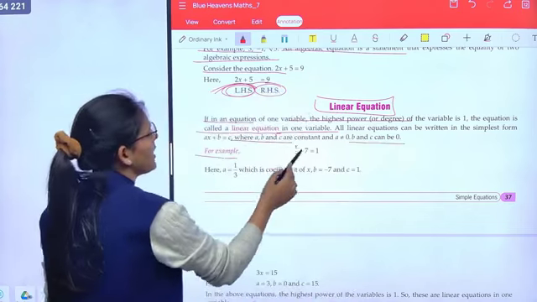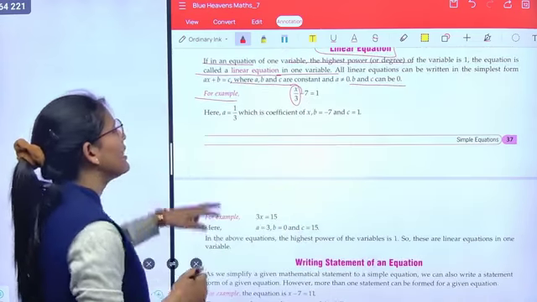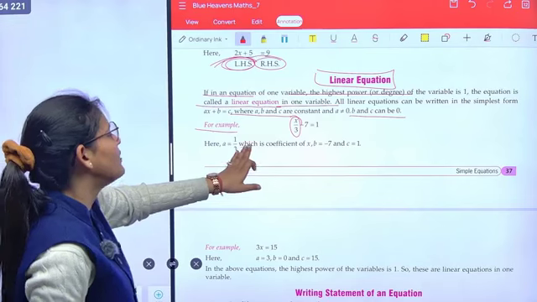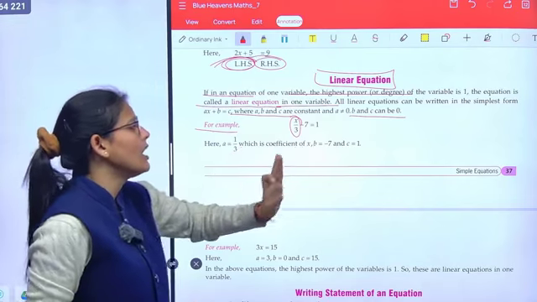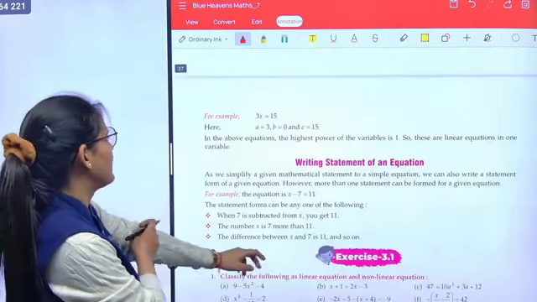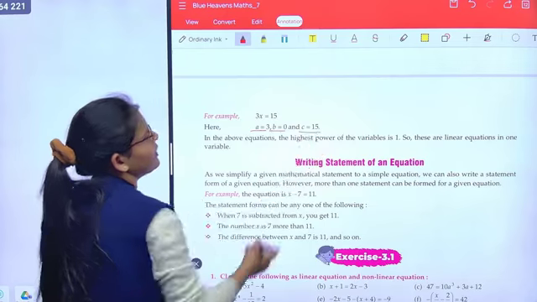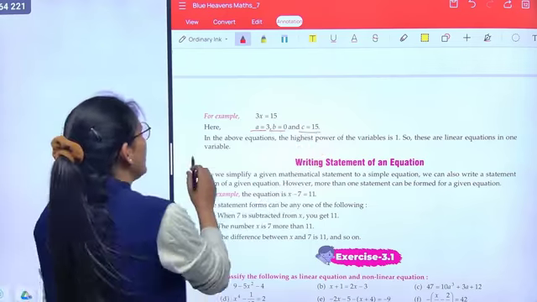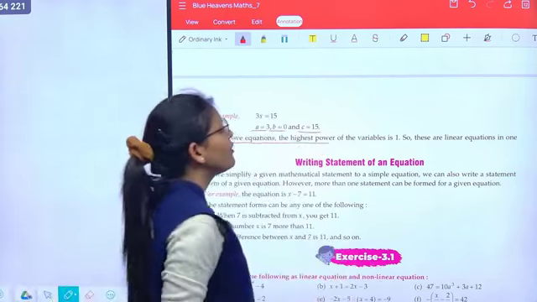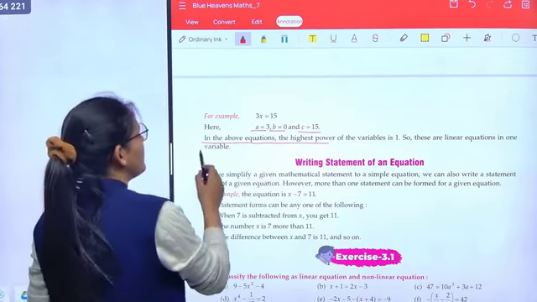Now class, for example, x upon 3 minus 7 is equal to 1. Here a क्या होगा class? 1 upon 3, which is the coefficient of x, b is equal to minus 7 and c is equal to 1. For example, a is equal to 3, b is equal to 0 and c is equal to 15. In the above equations, the highest power of the variable is 1. So these are the linear equations in one variable.